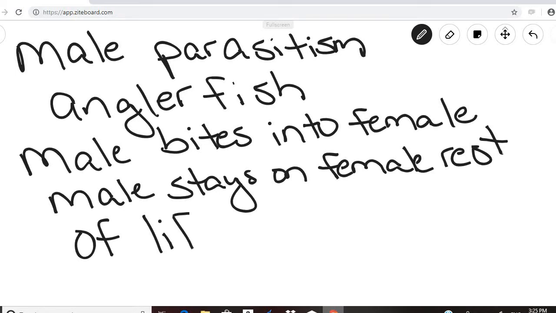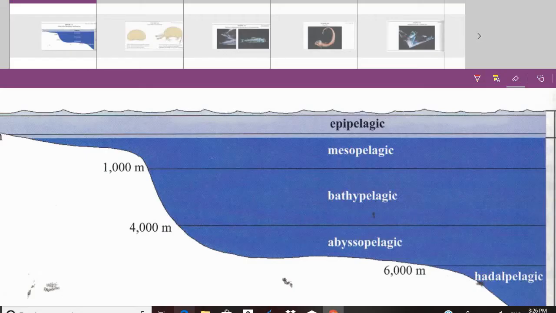So they basically have a mate for life. The male gets nutrition from the female, and then they can reproduce. It's a form of parasitism, but it's a way that these types of fish can reproduce.